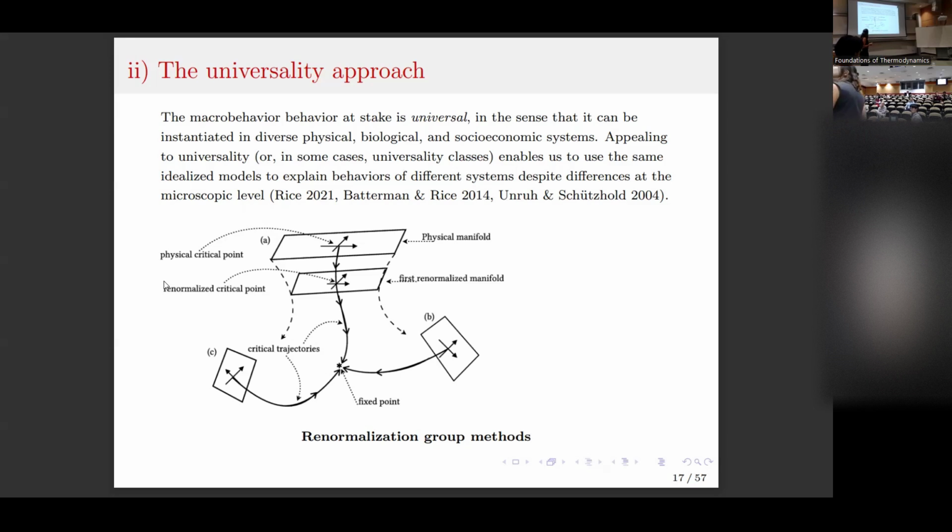So the idea here is that the macro behavior at stake is universal in the sense that it can be instantiated in diverse physical, biological, and socioeconomic systems, and that appealing to universality enables us to use the same idealized models to explain behaviors of different systems, despite differences at the microscopic level.